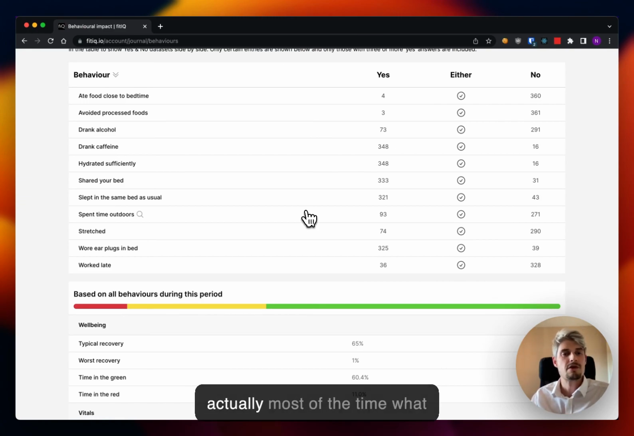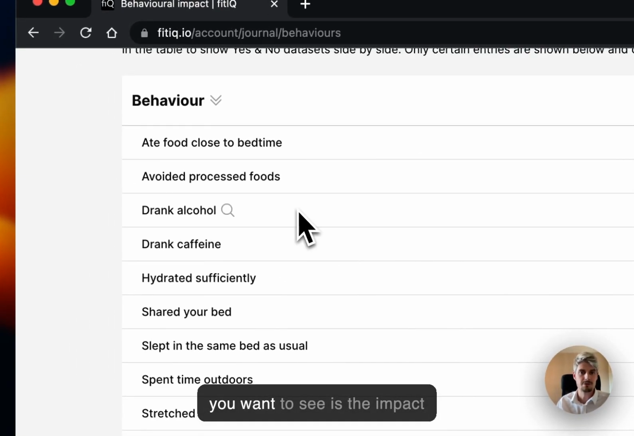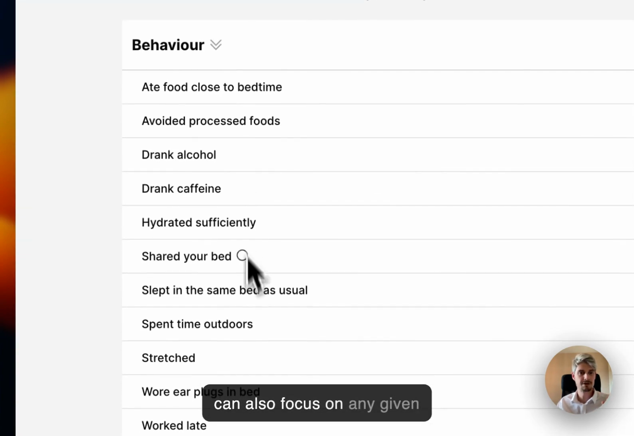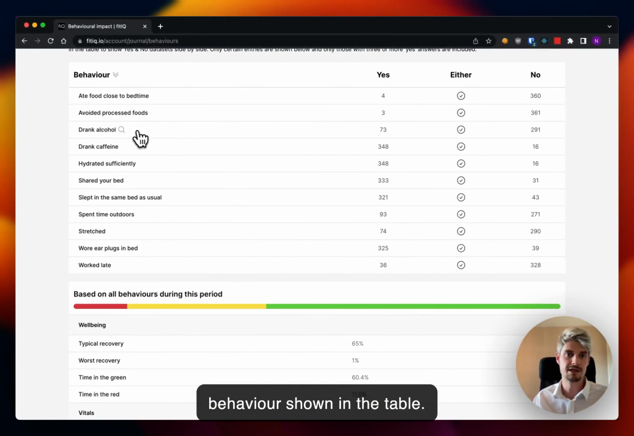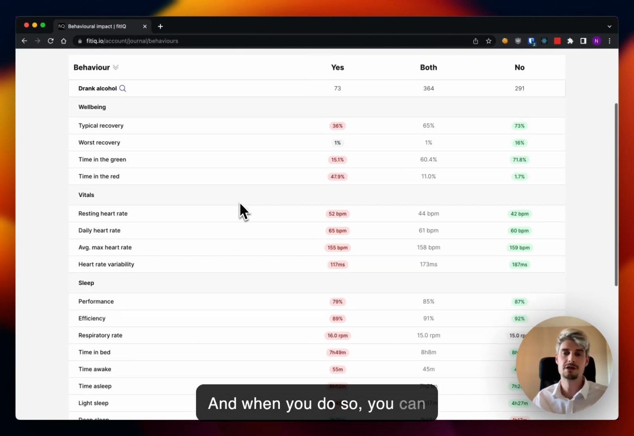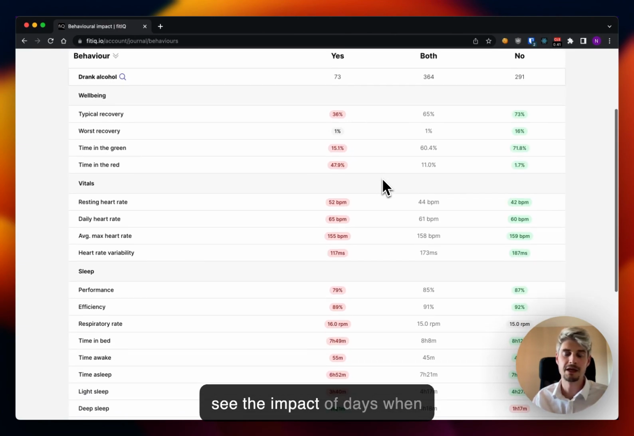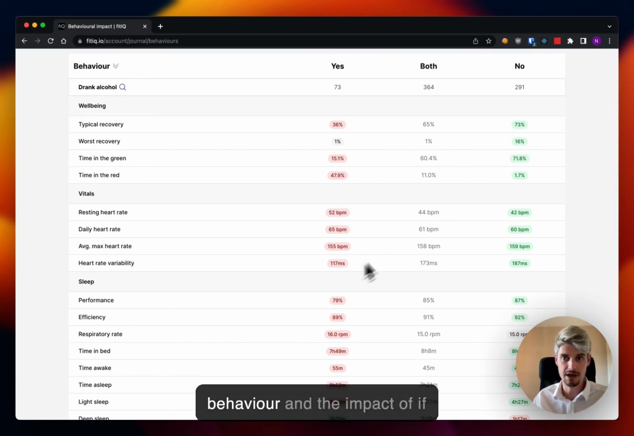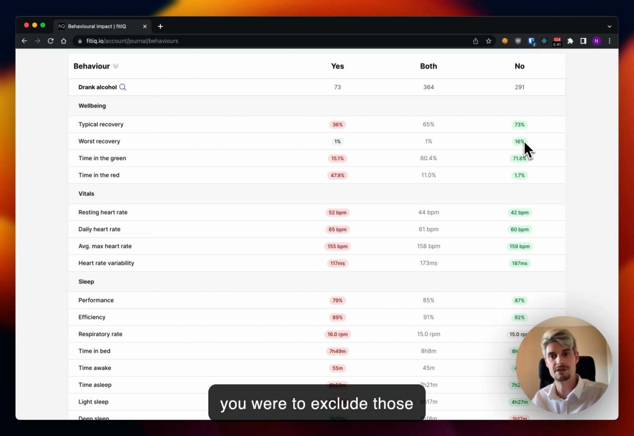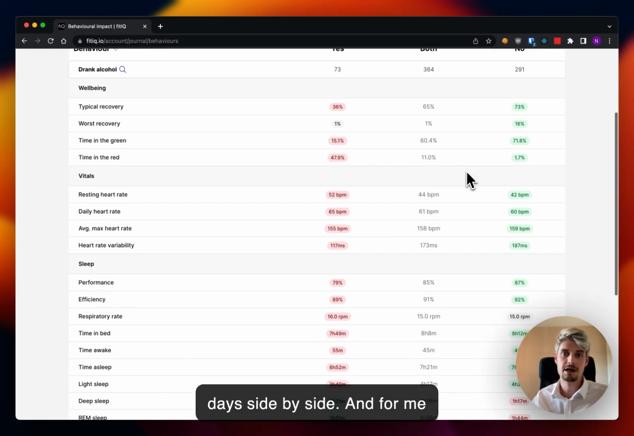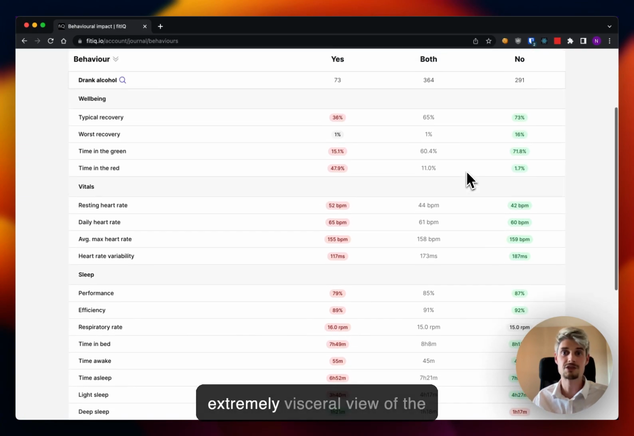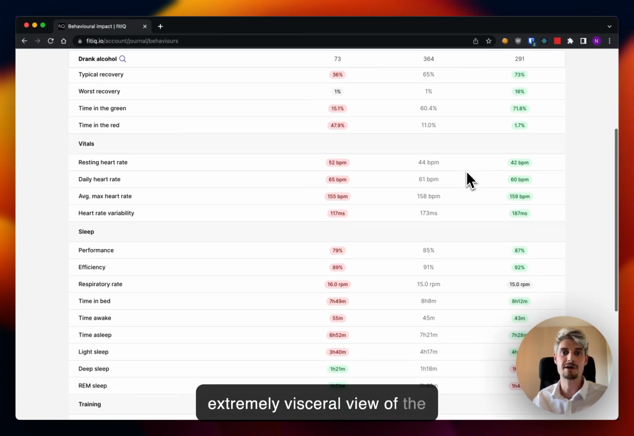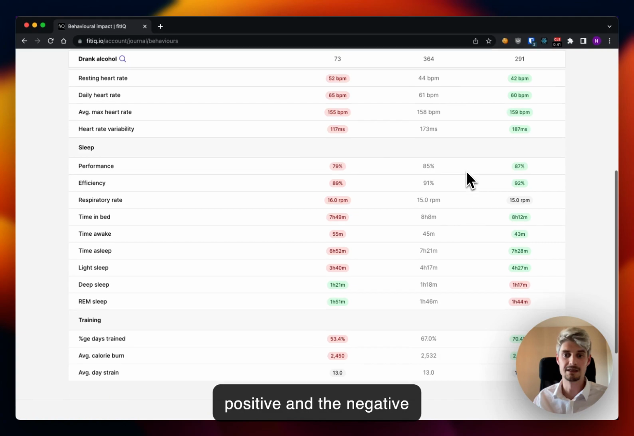On the assumption that actually most of the time what you want to see is the impact of one single behaviour, you can also focus on any given behaviour shown in the table. And when you do so, you can see the impact of days when you do answer yes to that behaviour and the impact of if you were to exclude those days side by side.